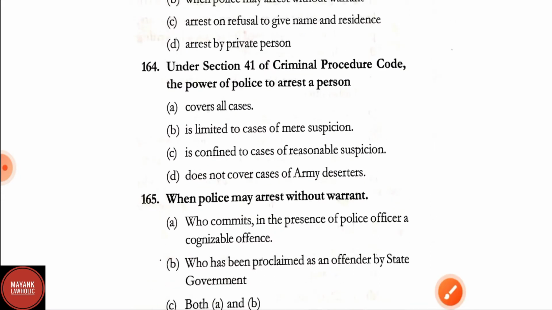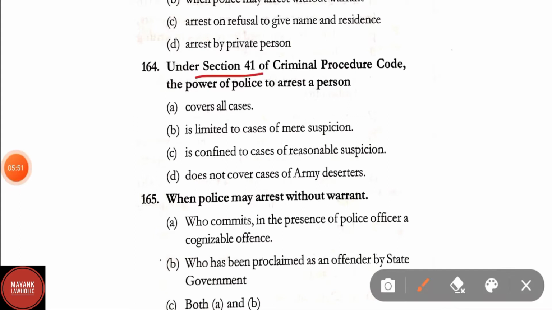Question number 164. Under section 41 of CrPC, the power of police to arrest a person: option A covers all cases, option B is limited to cases of mere suspicion.